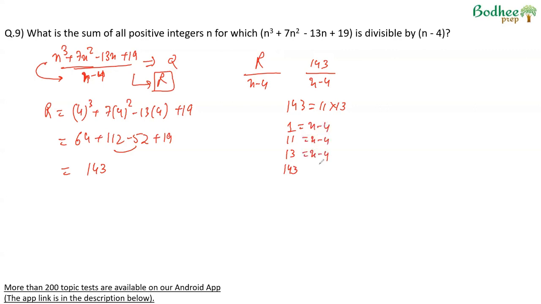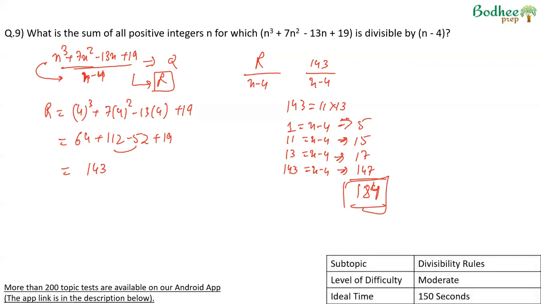So when n minus 4 is equal to 1, n will be equal to 5. n will be equal to 11 plus 4, 15, 13 plus 4, 17, 143 plus 4, 147. What is the sum of all positive integers n for which this is happening? If we take the sum, 147 plus 17, 164, plus 20, 184 becomes the sum of all positive numbers, and that will be the answer. Again, a couple of concepts involved, namely factor theorem, remainder theorem, then breaking the number into factors and then counting cases. So I'd say moderate level of difficulty, about 150 seconds to solve the question.